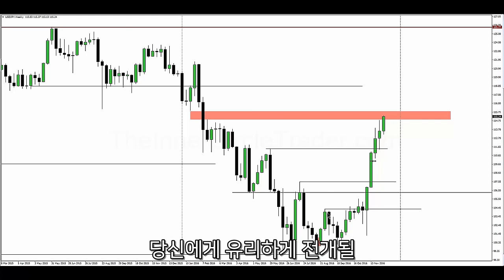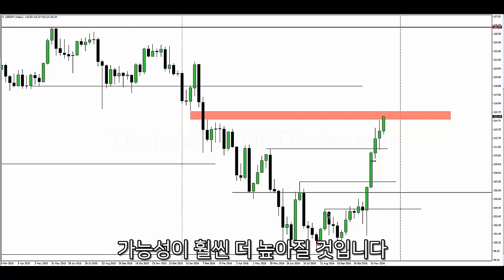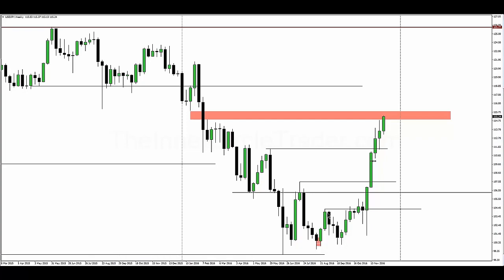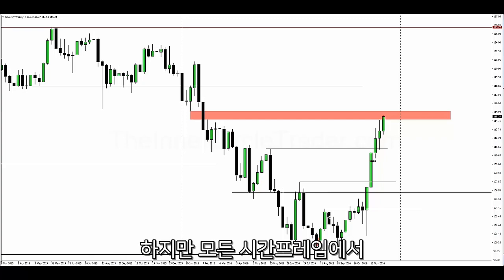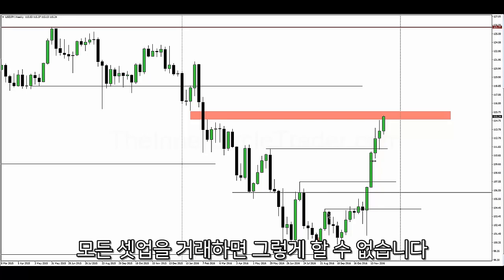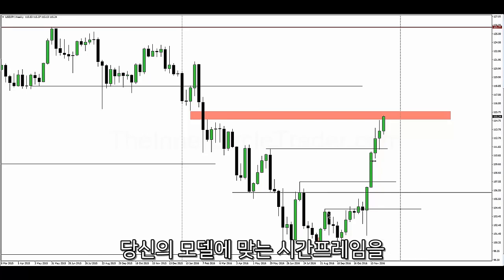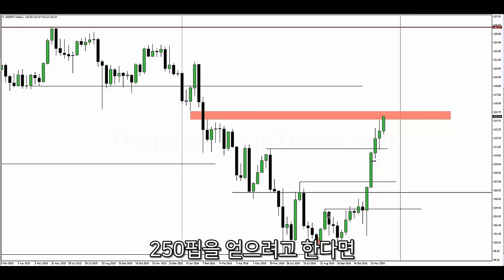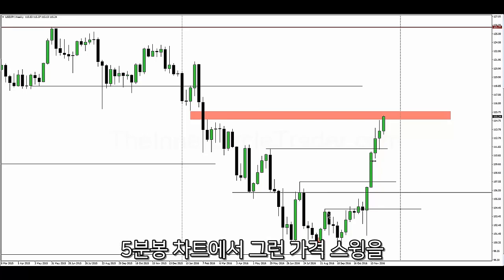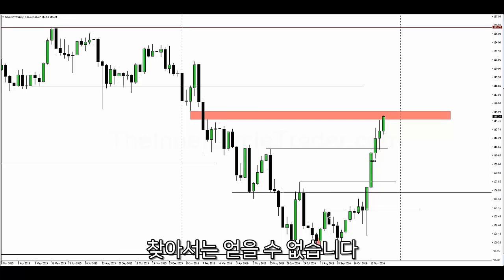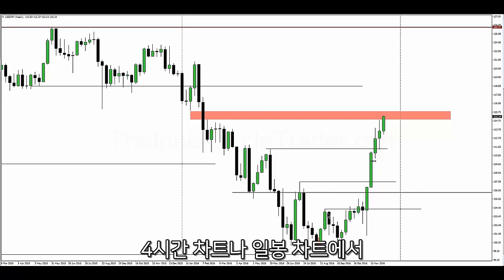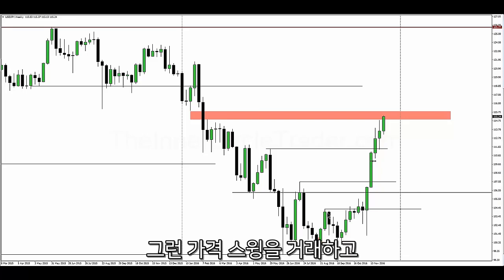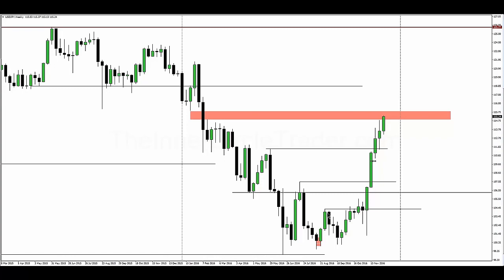They're going to be more potent. They're going to have a lot more likelihood of panning out in your favor. But you can't do that if you trade every single setup in every time frame. You've got to pick a time frame that fits your model. If you're trying to get 250 pips over the course of two weeks or so, you're not going to get that trading on a 5-minute chart and looking for those types of price swings. You need to be living on a 4-hour chart or a daily chart, trading those price swings and looking for those levels, and that'll give you those types of objectives and returns.